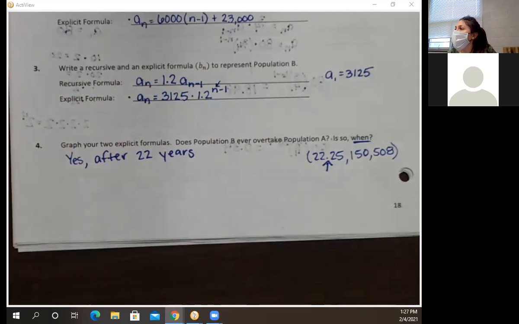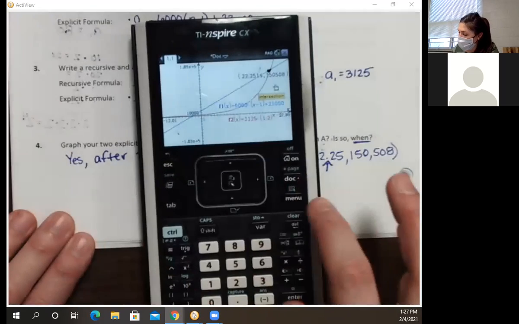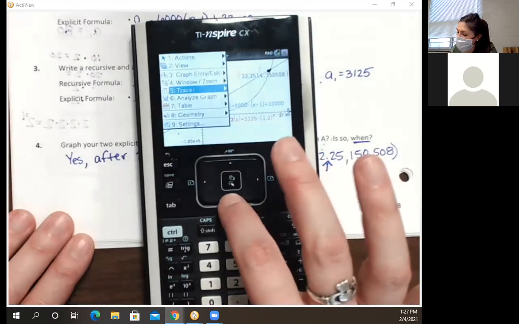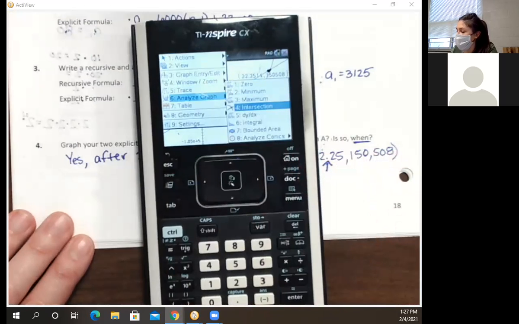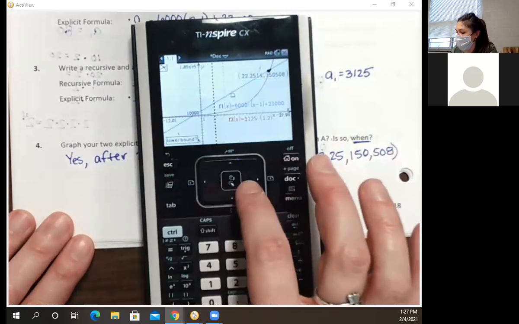How did we get a decimal for an answer? Oh, menu. And then go down to analyze graph. And then we want that point of intersection, so go down to intersection. And that will give you that sort of dashed line.